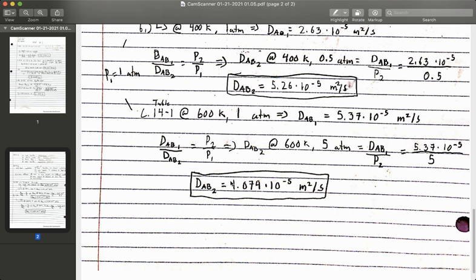And then the next part is very similar, except now we have to go from 1 atmosphere directly from the table and use the same relationship to find the coefficient once it's at the actual pressure of 5 atmospheres, which is given here.